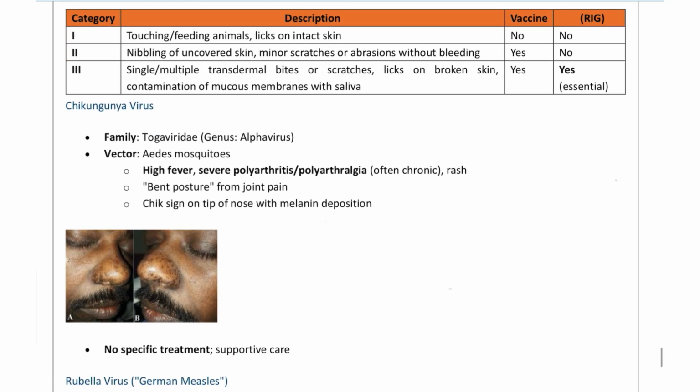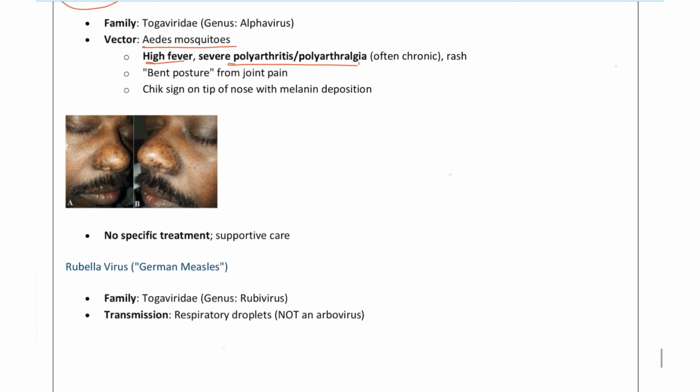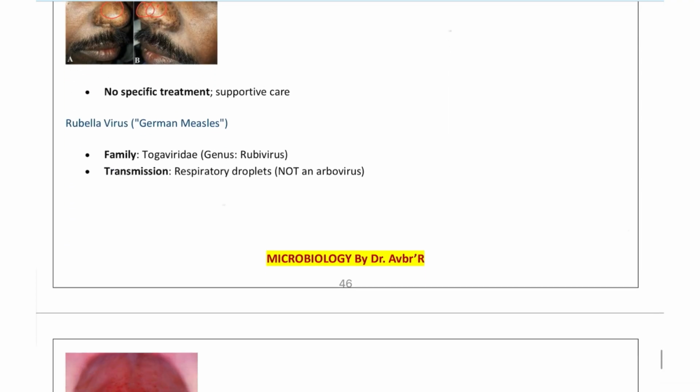Okay, next, chikungunya virus. This is going to cause the high fever and severe joint pains. That is the common symptoms. Vector will be the Aedes mosquito. This is known as a chik sign. Okay, chik sign is seen due to melanin deposition.